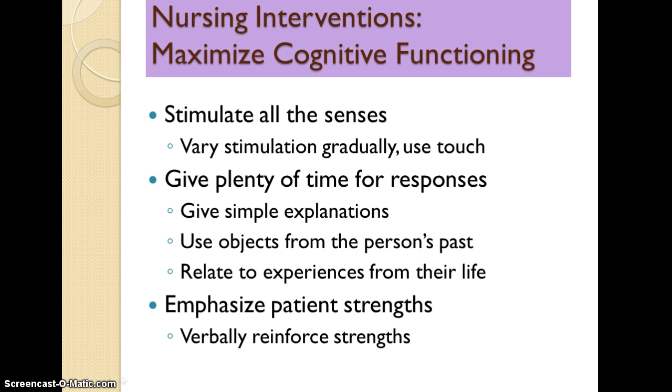As we know, we would like to be able to do our head to toe in 15 minutes, but many of you have probably found it's a little bit hard to do in the nursing home because they're slower to respond, they're slower to take off that sweater for a blood pressure, they're slower to get back into bed to listen to that abdominal, to listen to their active abdominal. But you want to give them plenty of time for responses, and that can be verbally or even doing a head to toe. Use objects from the person's past. Ask them about the pictures that they have in their room and relate to experiences from their life, and emphasize patient strengths. So nice job. Good job with doing that. So emphasize those things with your patients.